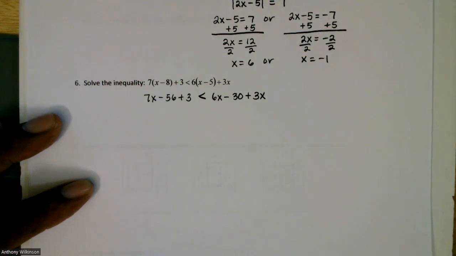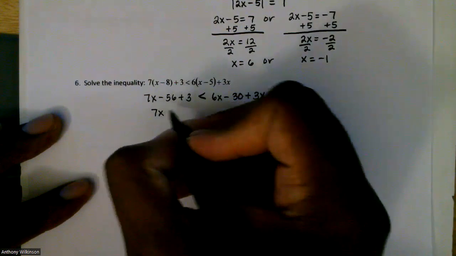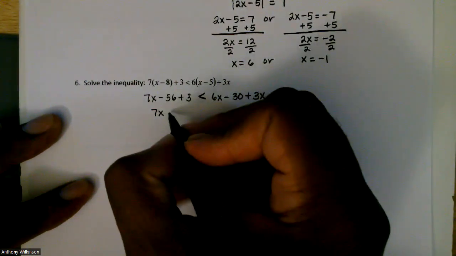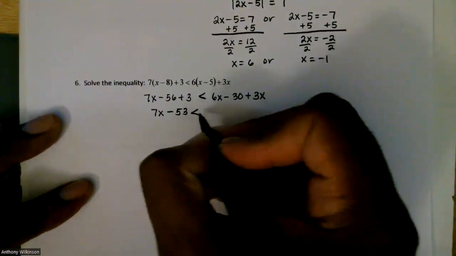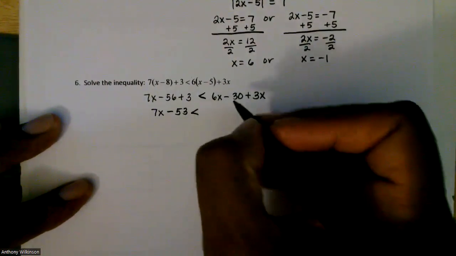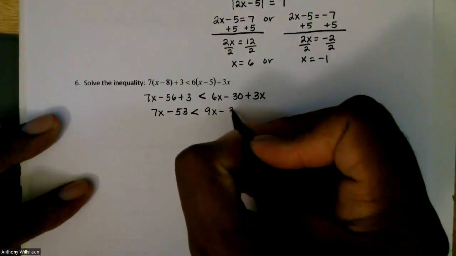All right, next we'll combine like terms here. Let's bring the 7x down. And I'm going to do negative 56 plus 3. That would be negative 53. That'd be less than, let's see, 6x plus 3x is 9x, minus 30.